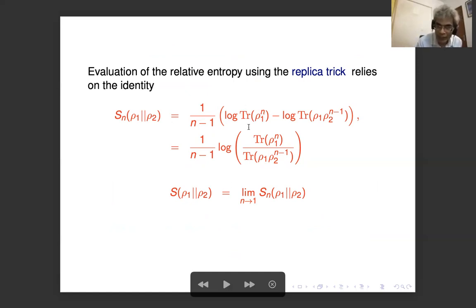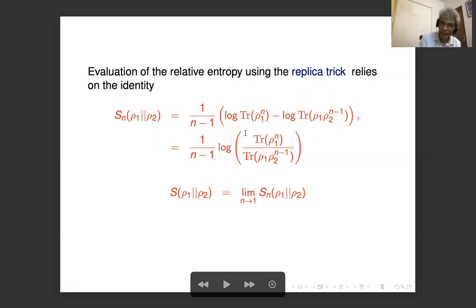You remember it was trace. So we had to take rho 1 log rho 1. And that is obtained by the replica trick, this log trace rho 1 to the n. If you take n going to 1 limit in this, you'll get this. Now here, rho 1 log rho 2, and for that you just have to put rho 1, rho 2 to the n minus 1. And if you Taylor series expand around n equals 1, you will get that.